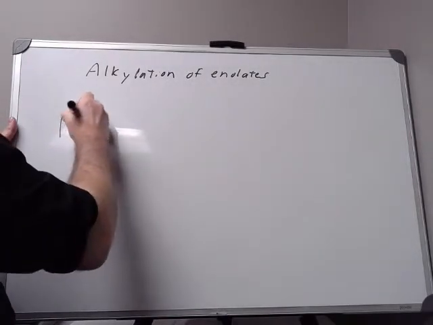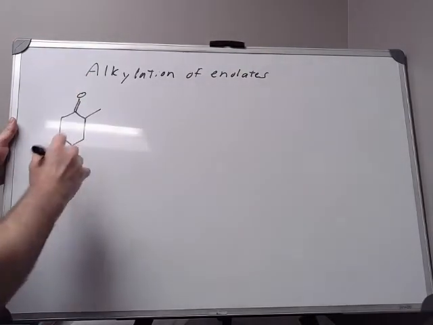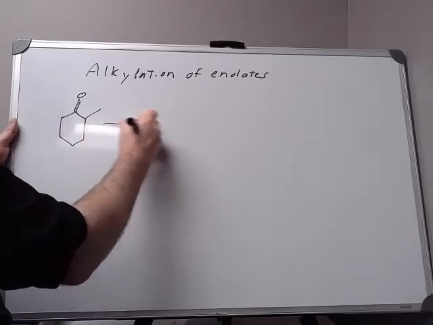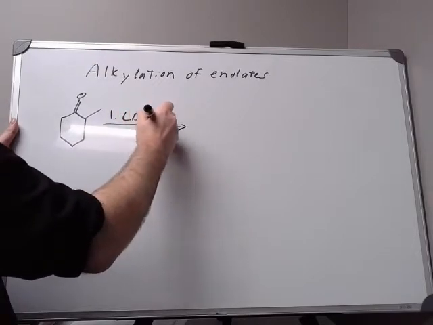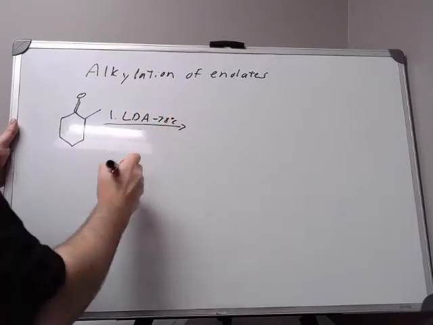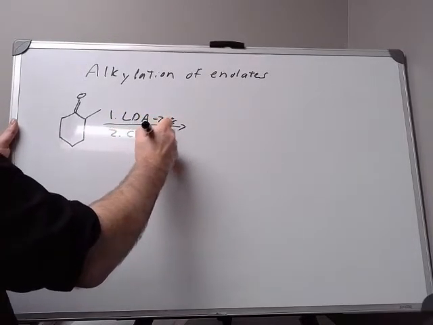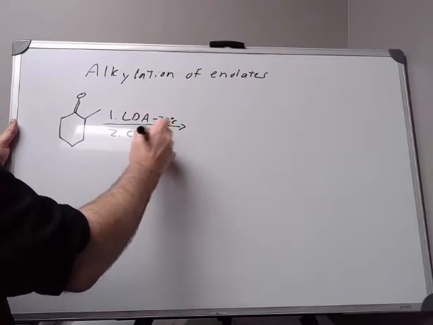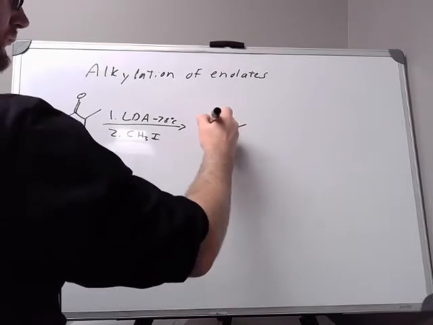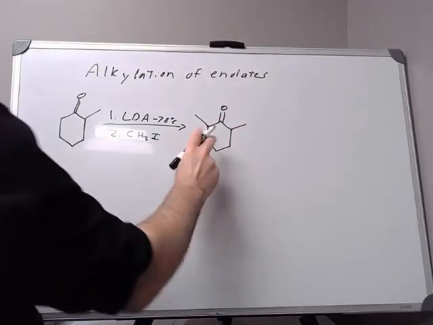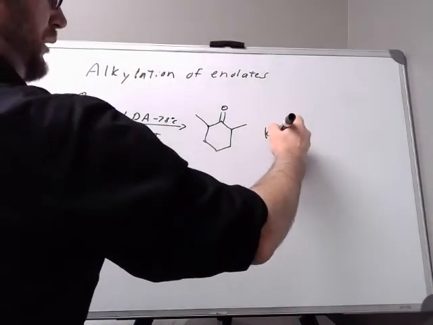And so if we start with this ketone, and let's say that we used lithium diisopropylamide at negative 78 C as our first reaction, and we follow that up with methyl iodide as our alkyl halide, then we would produce this ketone with this extra methyl group. And that would be the kinetic product.